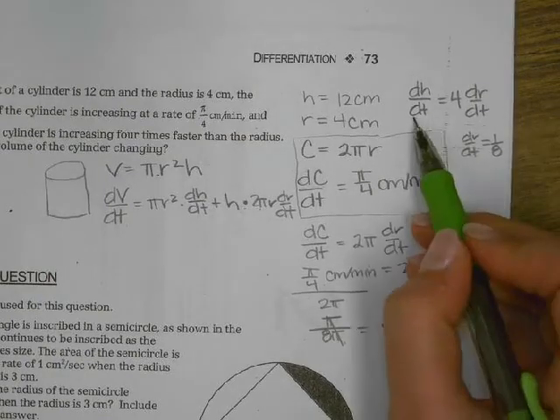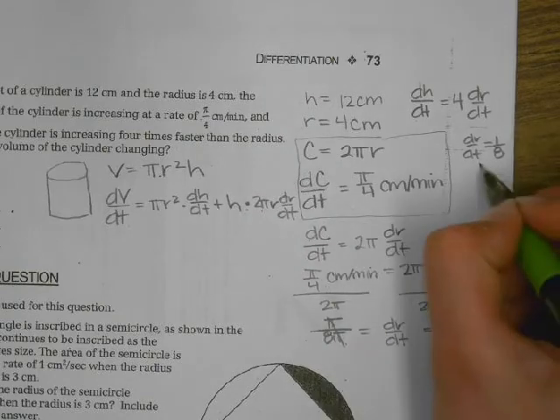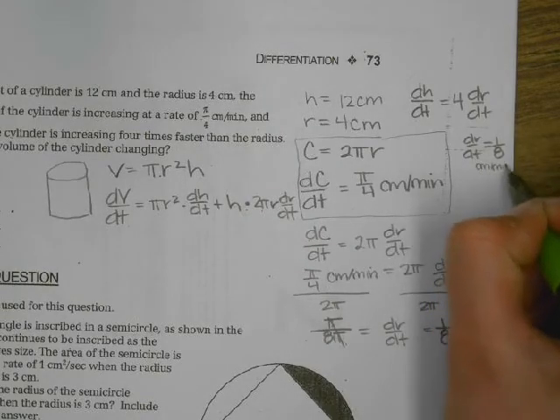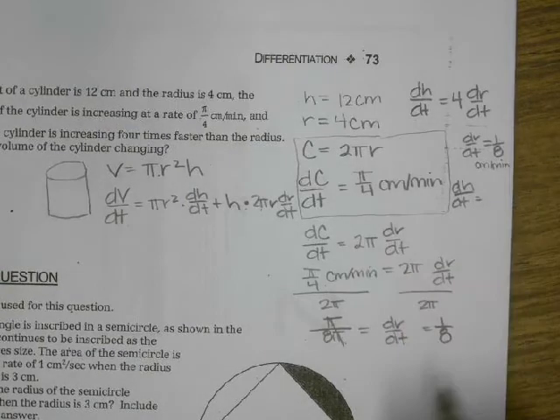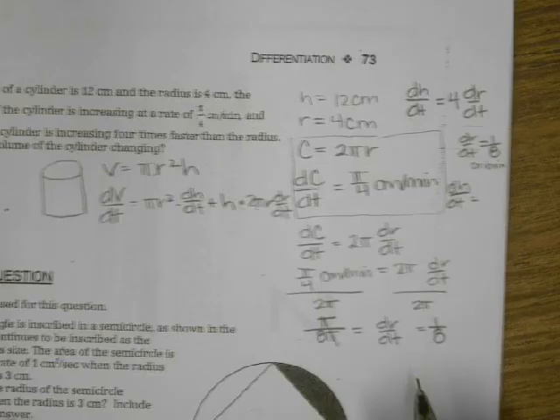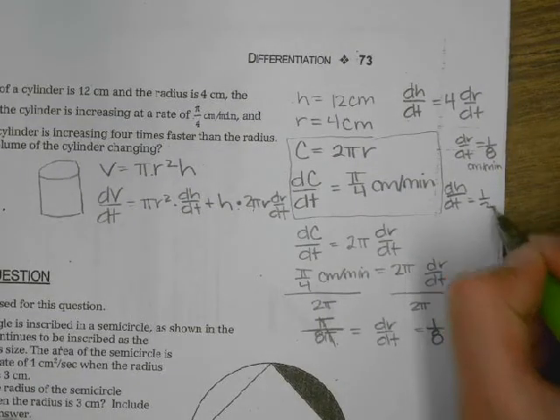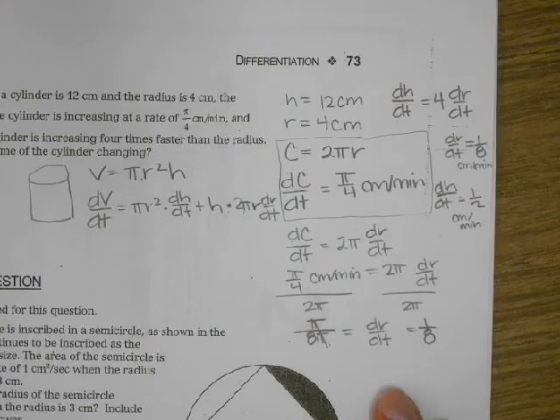I know that dh/dt, and my units here are centimeters per minute. Units are good. I know that my dh/dt is 4 multiplied by that. So 4 multiplied by 1/8 is 4/8, and that's just 1/2. So now I have all the information I need. I have the r, I have the h, I have the dr/dt, the dh/dt.